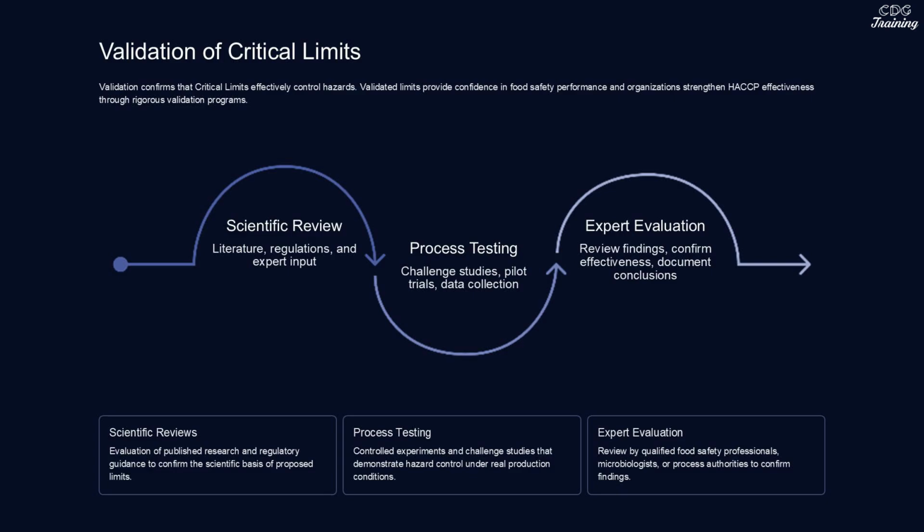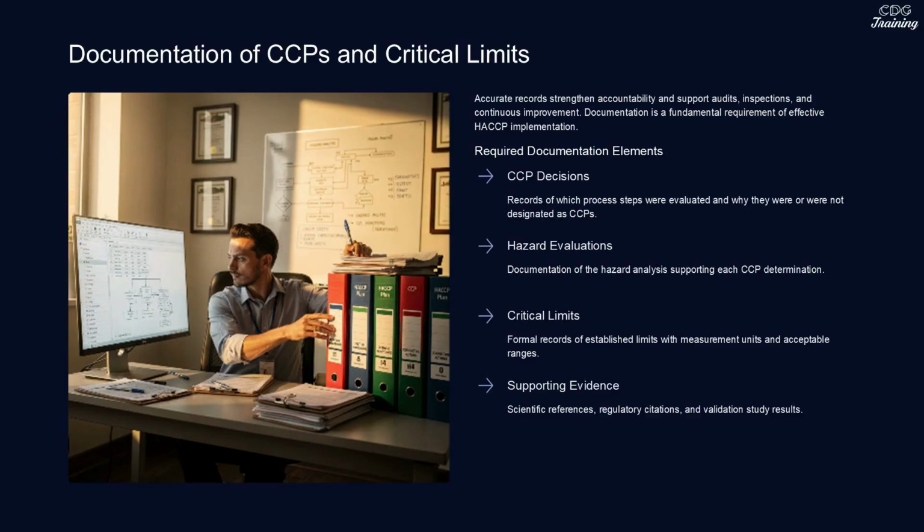Validation confirms critical limits effectively control hazards. It provides confidence in food safety performance through scientific review, process testing, and expert evaluation. Accurate records support audits and inspections, ensuring continuous improvement. Documentation is key to effective HACCP implementation, covering CCP decisions, hazard evaluations, critical limits, and supporting evidence.